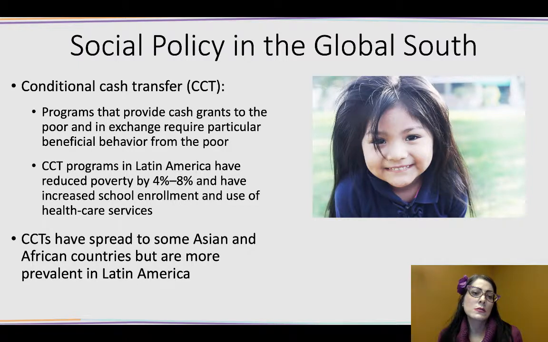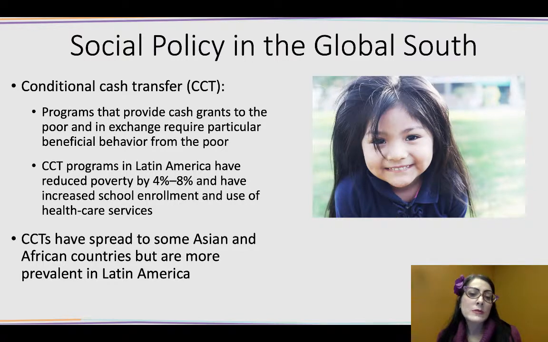So in the Global South, they come up with this notion of conditional cash transfers to try to deal with some of their social ills. These are programs that provide cash grants to the poor in exchange for them engaging in specific behaviors. For example, making sure they're bringing their children to health clinics on a regular basis for checkups and things like this, and regular enrollment in school.